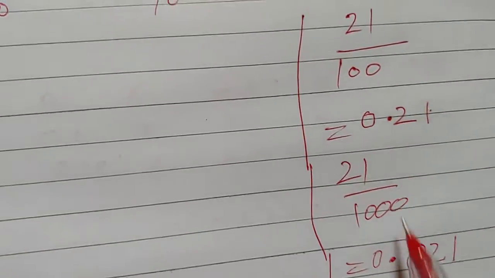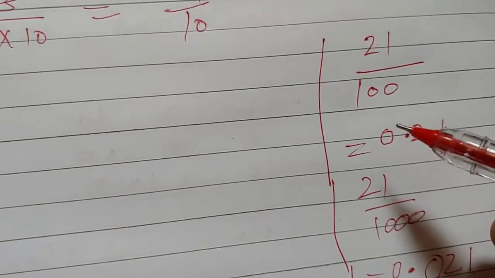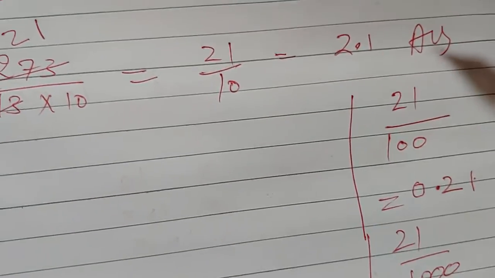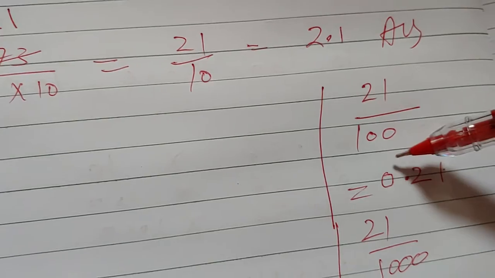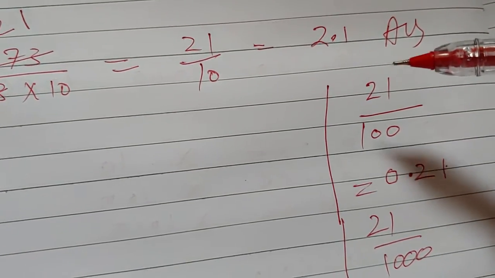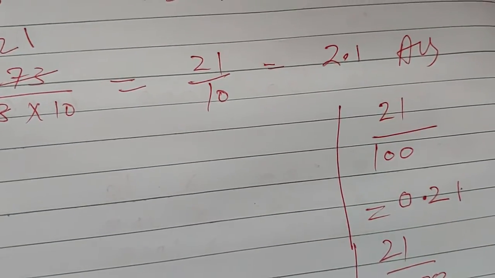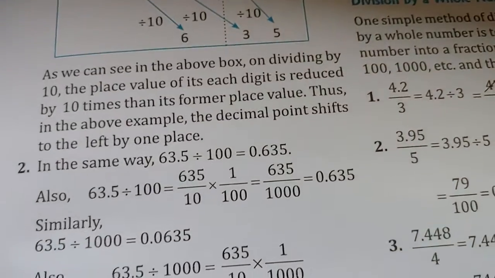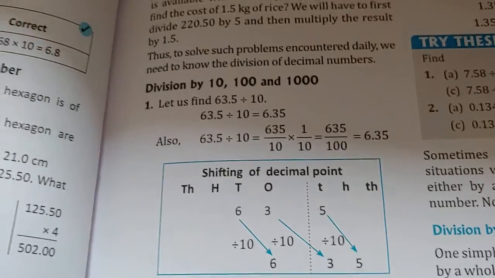So this is the way you can divide easily in this type of case, dividing by 10, 100, 1000. I also explained the case of multiplication. I hope you will understand these topics, multiplication and division.